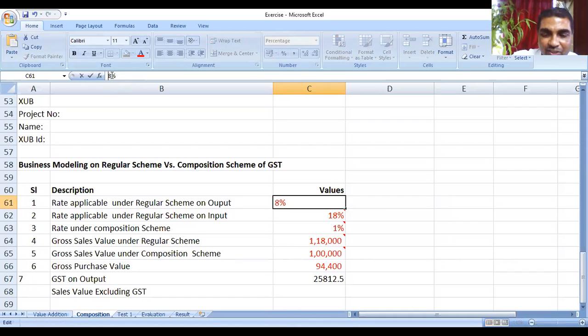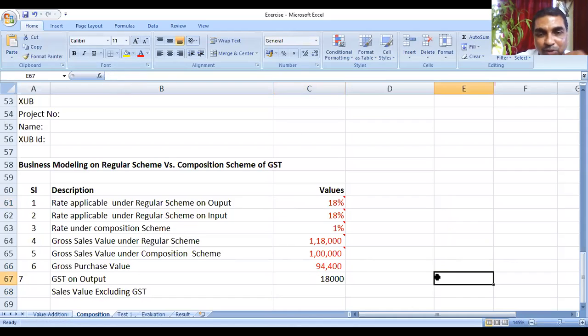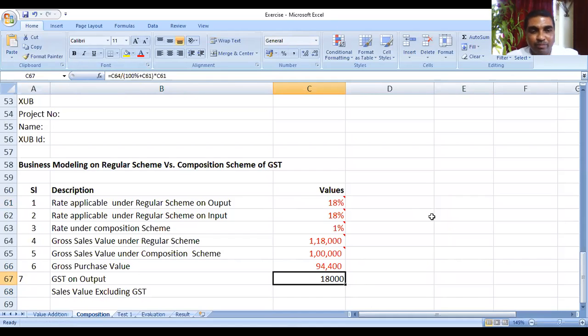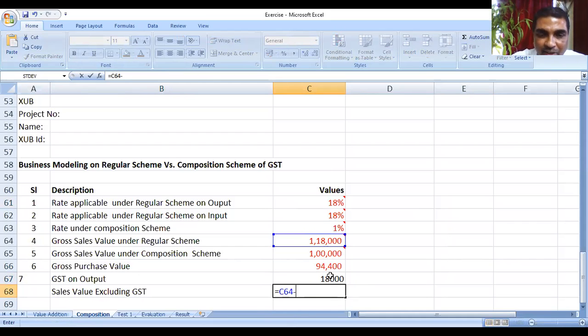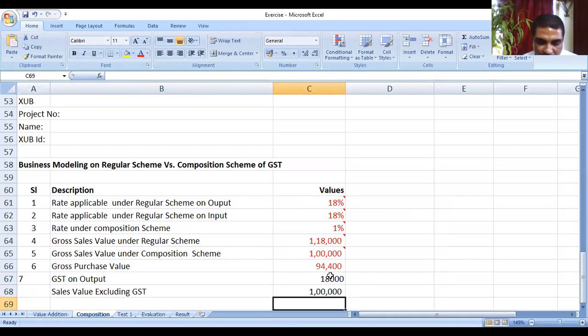Okay. So I am making it 18% so that you'll be able to come. Watch the formula carefully once again. Are you seeing the formula? In your project, you yourself should try to write the formula properly. Now, what is the value excluding GST? Equal to sales value minus GST. Value excluding GST is how much? 1 lakh. We can easily compute.